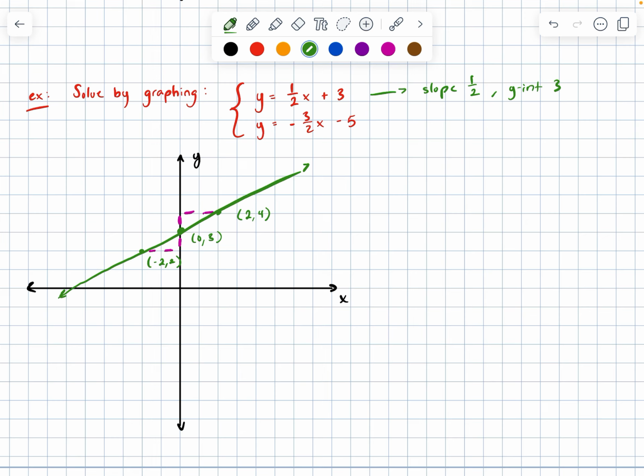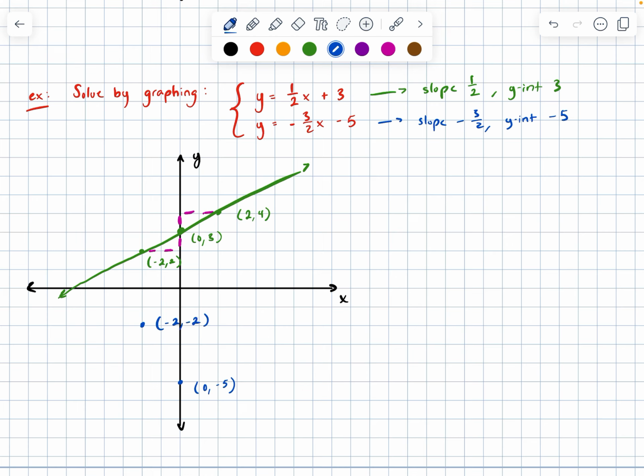Fantastic. Y equals negative 3 halves x minus 5. So here, this guy has a slope of negative 3/2 and a y-intercept of negative 5. So I'm going to start by putting down my negative 5. 1, 2, 3, 4. Negative 5 is right over here. So there's 0, negative 5. Slope. So I'm going to go up 1, 2, 3 and over 1, 2. So there's a point over here. This guy's coordinate is negative 2, negative 2.